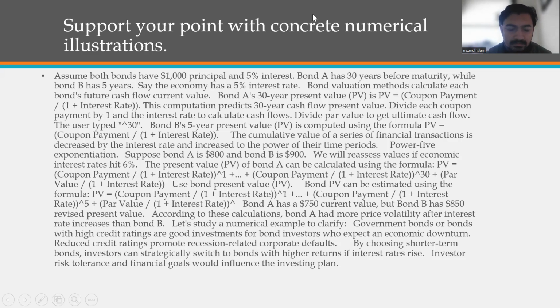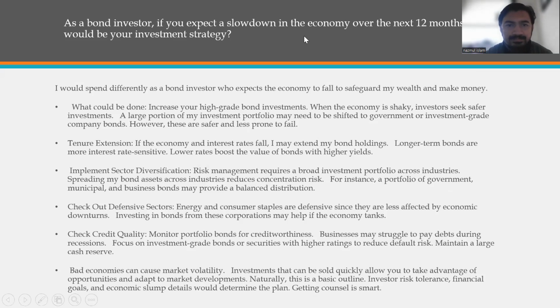So let's move to the last question. As a bond investor, if you expect a slowdown in the economy over the next 12 months, what would be your investment strategy? So I'm going to share my investment strategy. I would invest differently as a bond investor who expects the economy to fall, to safeguard my wealth and make my money. So what could be done?